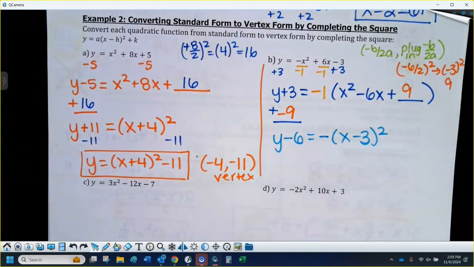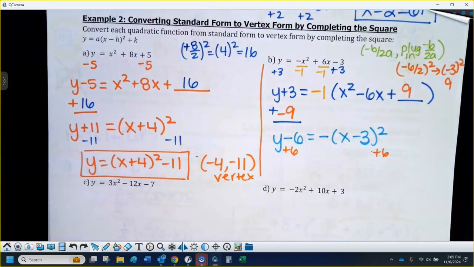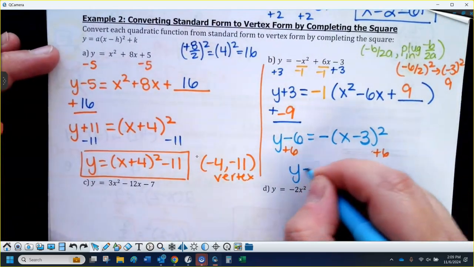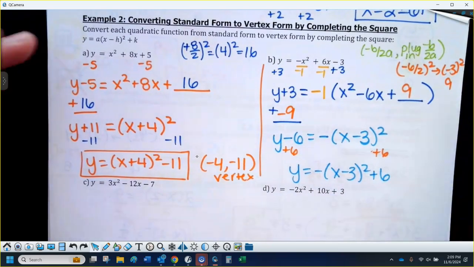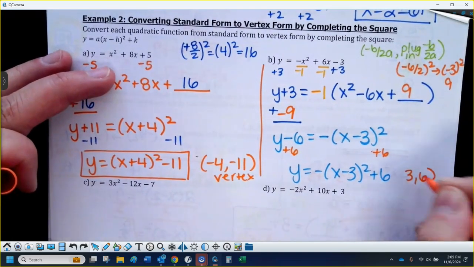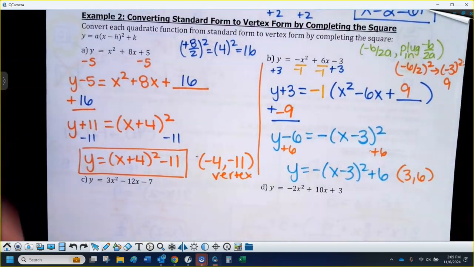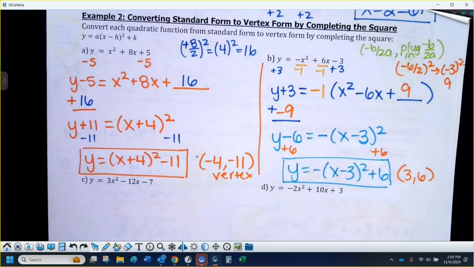And then all you've got to do to put it in vertex form is add the 6 back to the other side. So y equals negative x minus 3 squared plus 6. And if they ask me for my vertex, opposite copy, the vertex there would be 3, 6. Here is my vertex form.